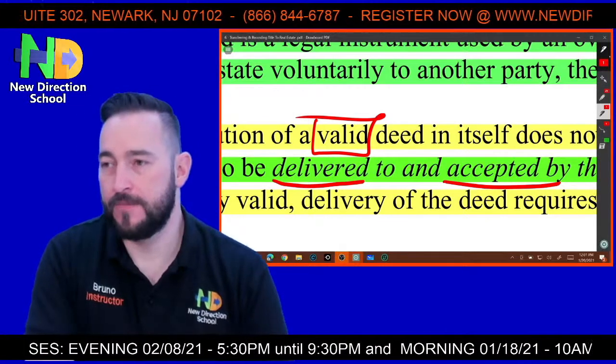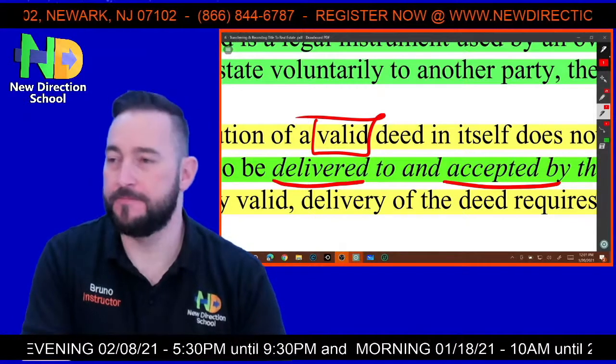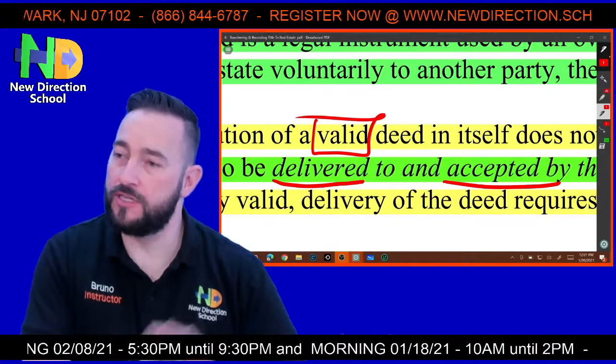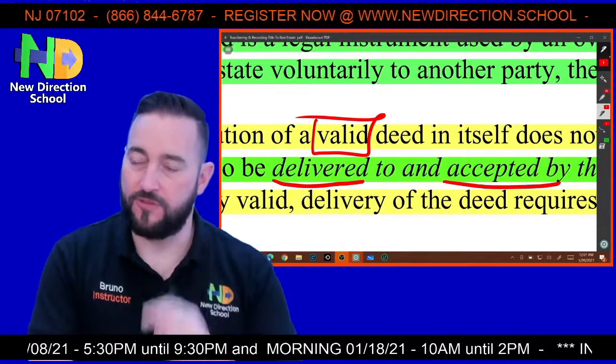Okay. Yes. Not both parties, just the seller. For the deed, it's just the seller. All the other documents, both parties sign. For the deed, it's just the seller.